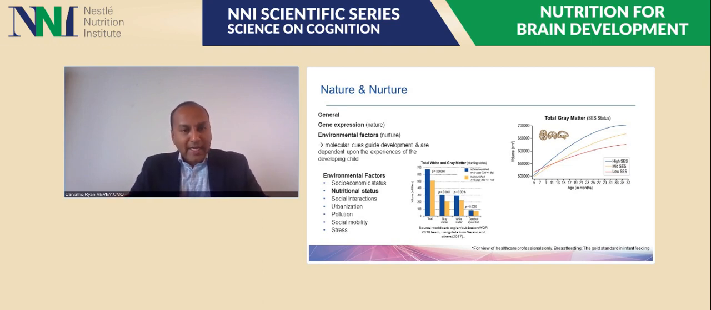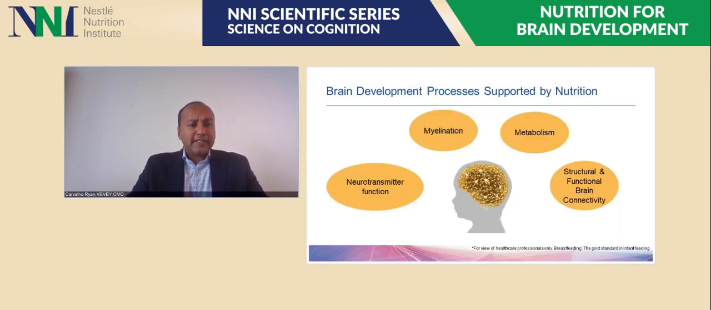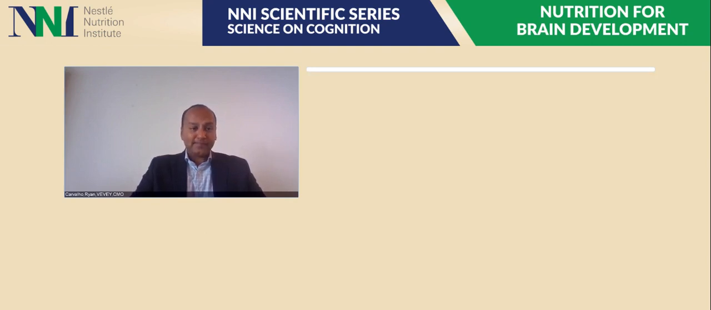Why nutrition is so key among these other factors is because it's one of the modifiable factors. It's one of the things that you can educate and generate awareness about to help children get the nutrition that they need during this critical period. So what are the various brain development processes that we've seen that are supported by nutrition? These are myelination, structure and functional brain connectivity, the metabolism of the brain, and the neurotransmitter function. Let's look at nutrition in a little bit more detail.